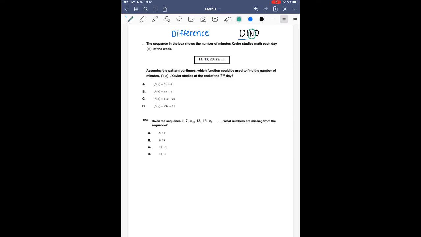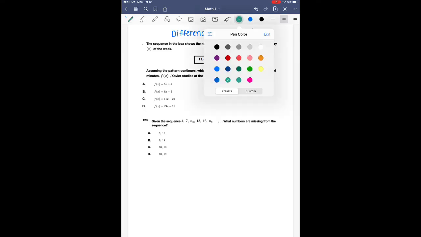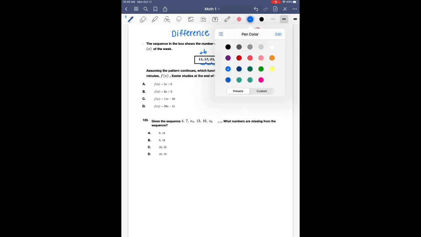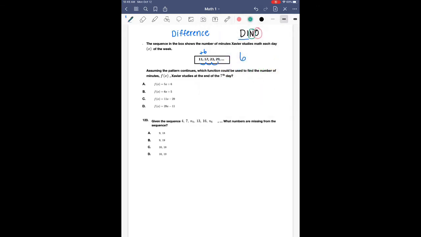The N stands for the N in the formula, or technically we would do X. It means your variable. And then the O stands for the original number if we had a zero term. So what is that initial value? When I'm looking at this, I can see that between each one we are adding 6. So our common difference is 6. That's what the D, the difference, stands for.